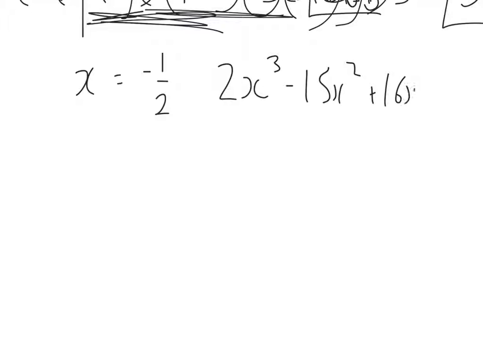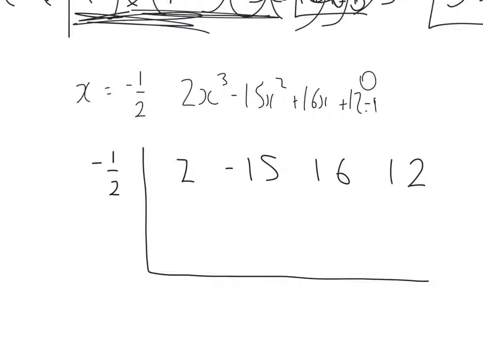Next one, we're going to show that x equals minus 1/2 is a factor of 2x cubed minus 15x squared plus 16x plus 12 equals 0, and hence solve that polynomial. So that's been set up. Drop the 2 down, multiply by minus 1/2 is minus 1.